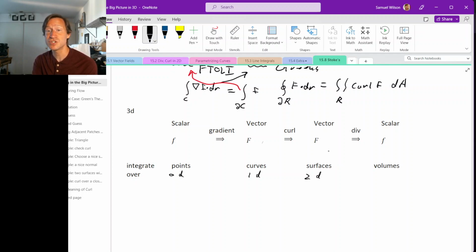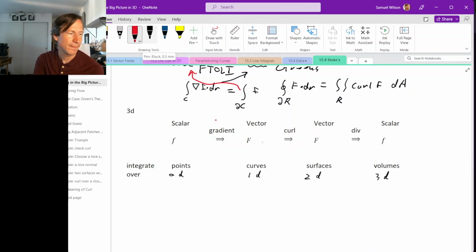If you take the divergence of a vector field, you get a scalar valued function again, and we can integrate scalar valued functions over volumes. Volumes are, of course, three-dimensional objects in 3D. Also, if you start anywhere on this diagram that has 2 steps available, and you do 2 steps, you get 0.